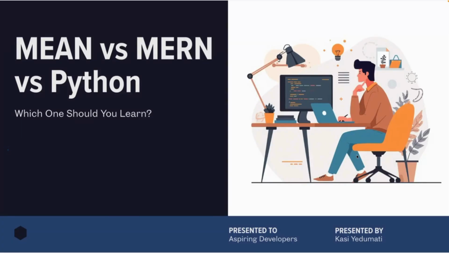MEAN stack, MERN stack, Python full stack. If you're planning to become a developer, these three names appear everywhere. But here is the problem. Many beginners spend 6 months learning a stack and later realize the market expects something different.